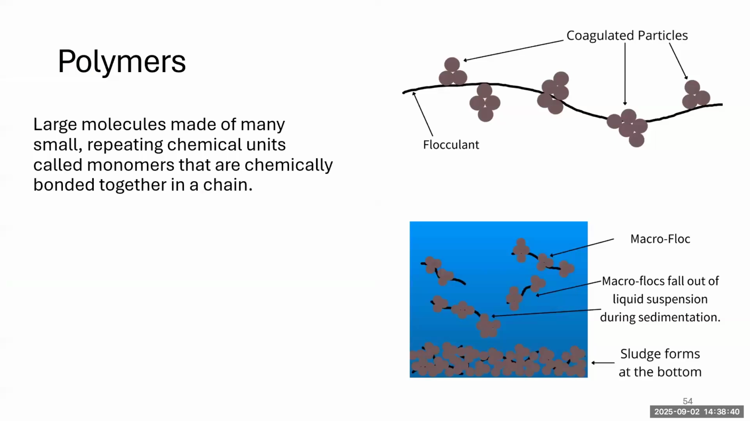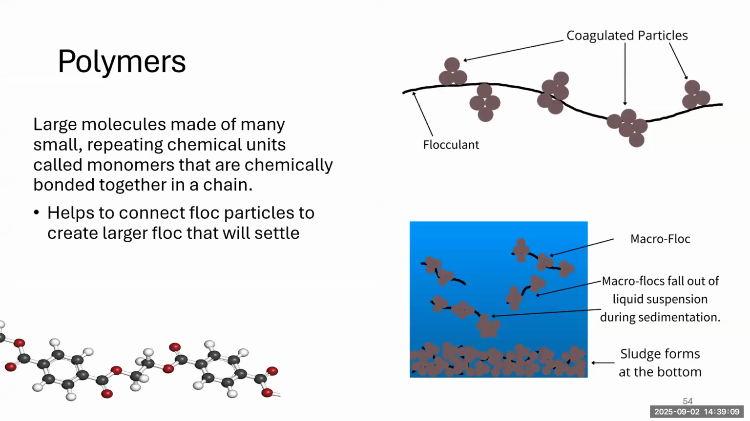Now, polymers are large molecules. They're made of repeating units. The monomers are the unit, and then they're linked together chemically in a chain. There can be organic, naturally occurring polymers, and there are synthetic polymers too. But they're a long chain molecule that helps to link microflocks together to form a macroflock, to form larger flocks that will be heavier and more dense and settle better.